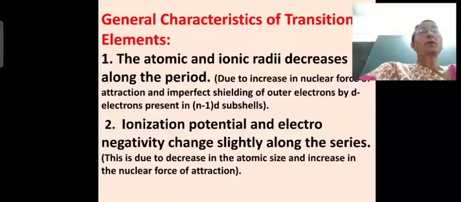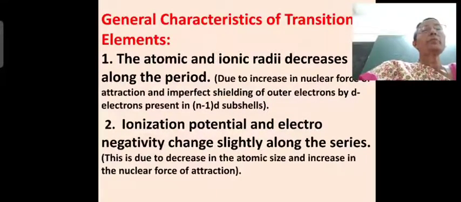Okay. Why do the atomic radii decrease? Because atomic size decreases, right? Atomic size decreases, therefore atomic radii decrease, therefore ionic radii also decrease. Why? Because of the increase in the nuclear force of attraction. Why nuclear force of attraction? As you move from left to right in a period of the periodic table, electrons are going to be added to the same shell, right?